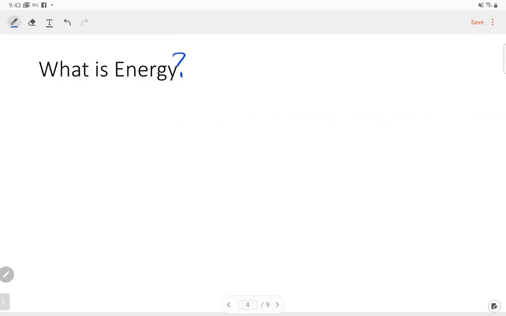You can think about if we talk about a bomb. If a bomb explodes, we say the bomb releases a lot of energy. But what does energy mean? Can we define the energy?